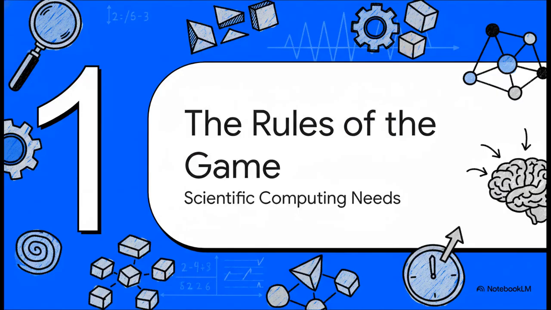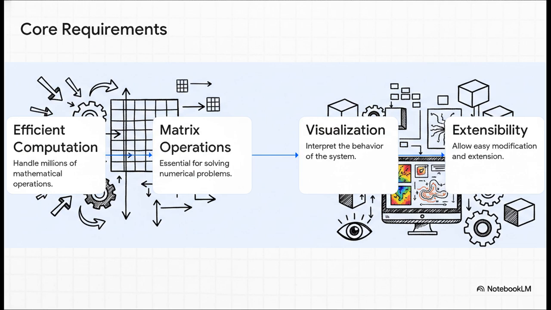But before we can meet the languages themselves, we kind of need to understand the rules of the game. What actually makes a programming language a great choice for scientific work? Turns out, there are a few key things every researcher is looking for. First off, speed. It's totally non-negotiable. We're talking about simulations that involve millions, sometimes billions of calculations, so efficiency is everything.